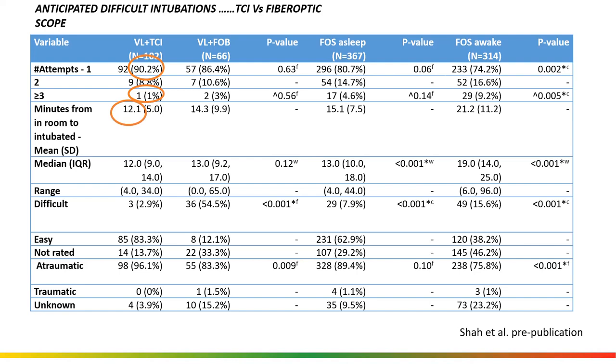And importantly, minutes from in the door to when you're intubated, 12 minutes for a VL TCI when it's one operator, a little bit longer with combined technique with fiber optic bronchoscope, but a lot longer when you get into the fiber optic scope used on its own. And that makes sense to people. It's more setup time. It's harder to coordinate. Rated as easy 83% of the time compared to the others, and atraumatic 96% of the time.